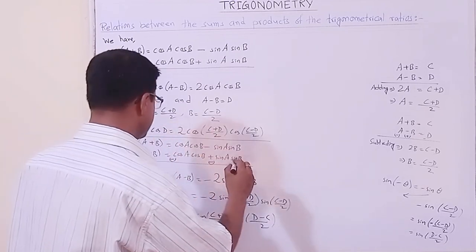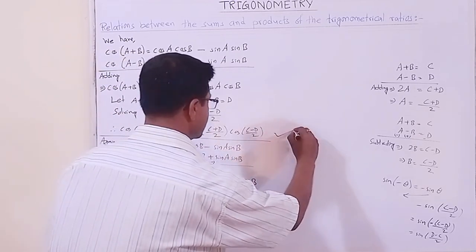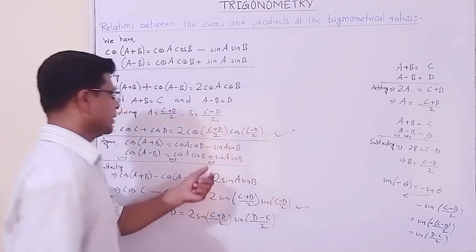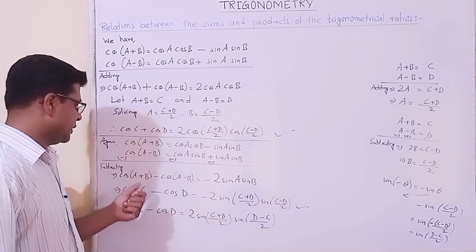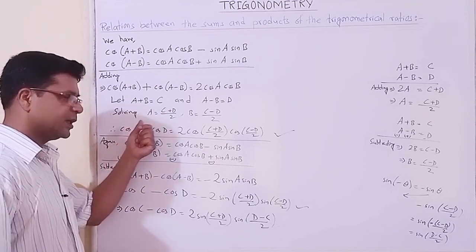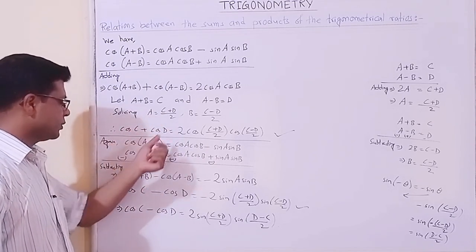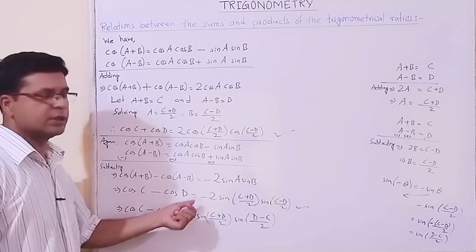So here basically, what is the main thing? We have got these formulas. We have got the formula for sin C plus sin D, sin C minus sin D, then cos C plus cos D, then cos C minus cos D.